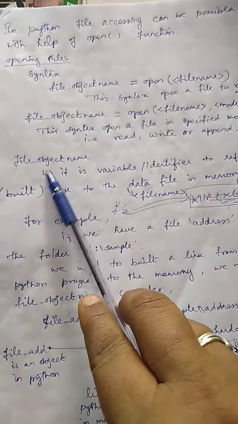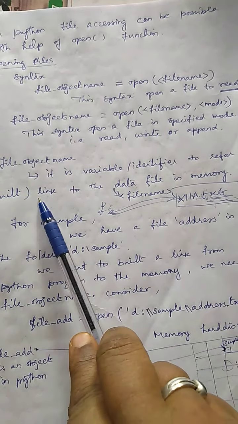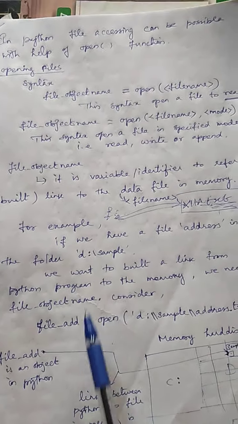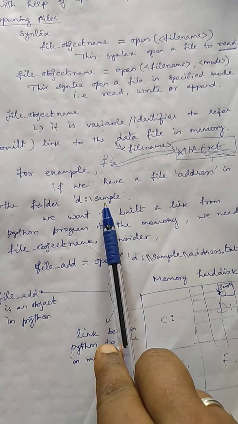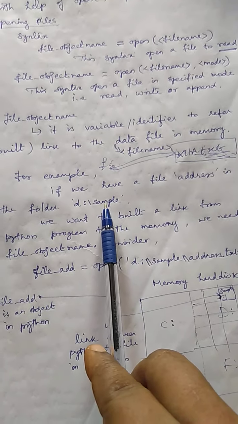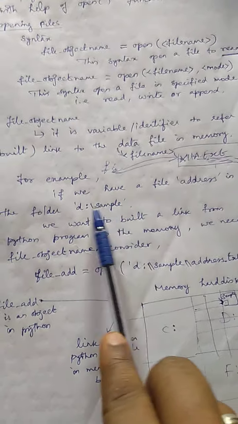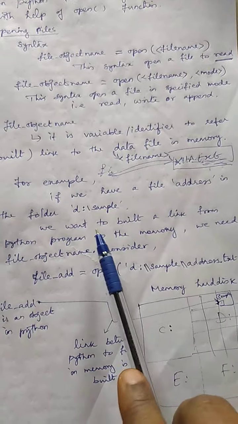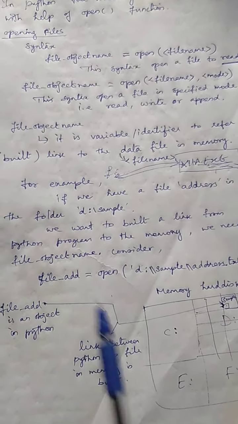So what is the use of this file object name? It is a variable or identifier that builds a link between the data file in our memory and our Python program. For example, we have a file address in the folder d:sample. So in the D drive, sample is the folder, and in that folder we have a file called address. We want to build a link from this memory to our Python program area. So how can we build the link? Only then can we read the data and store the data. For that, we have to give a file object name.